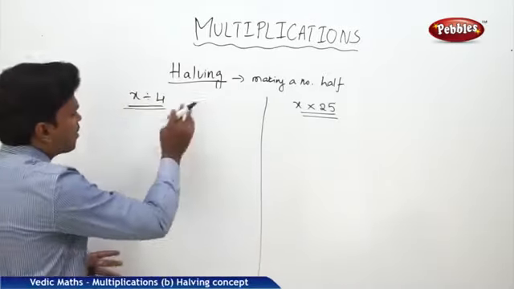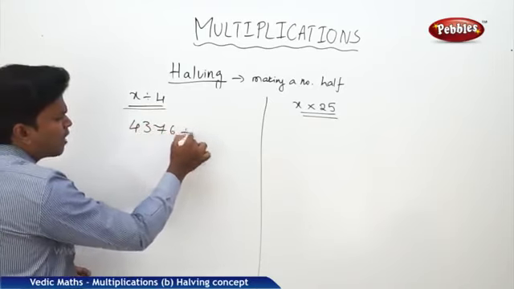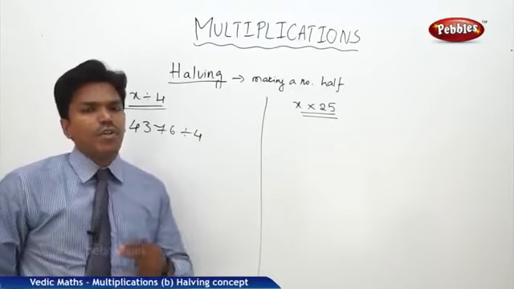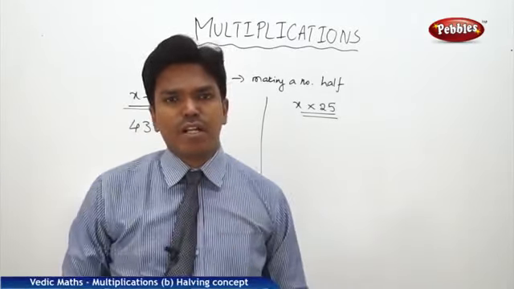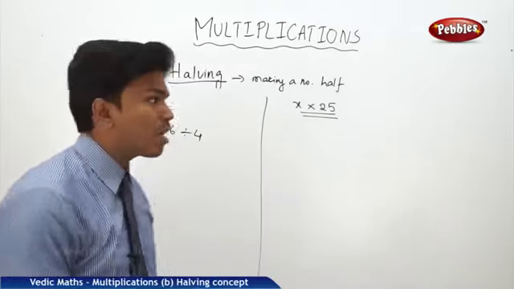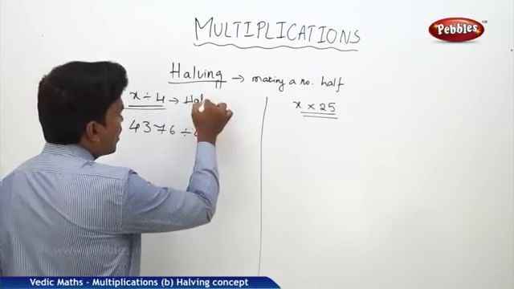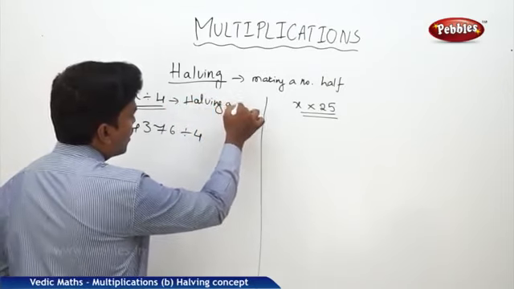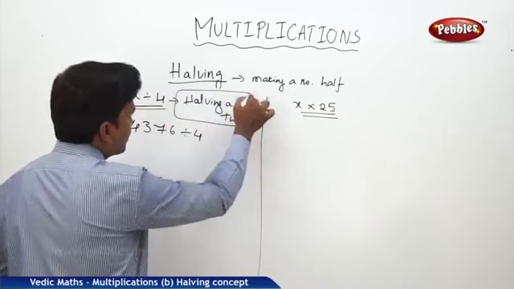Now see here. Suppose I want to divide any number by 4, let us take 4376. Whenever you want to divide any number by 4, division by 4 is nothing but making half 2 times. Yes or no? Yes. So that's what we are going to do here. Division by 4 is nothing but halving a number twice.